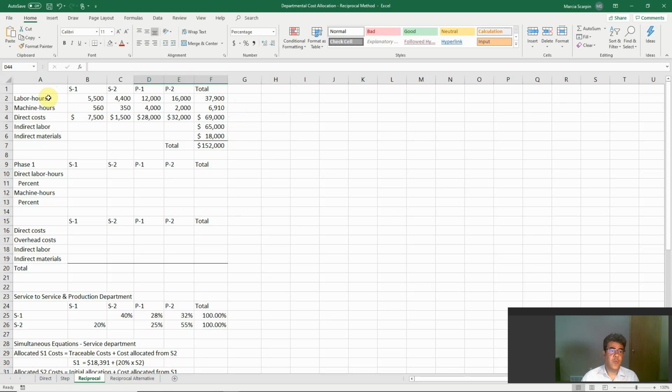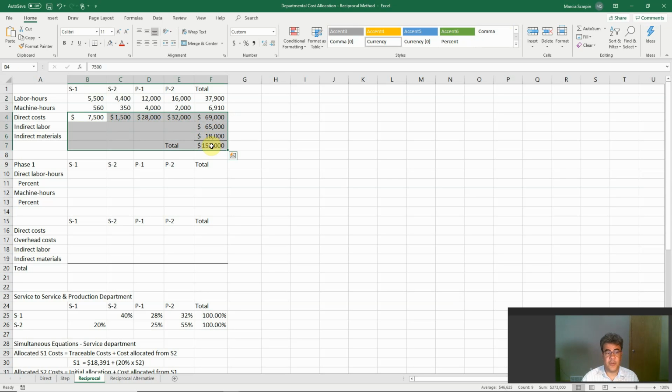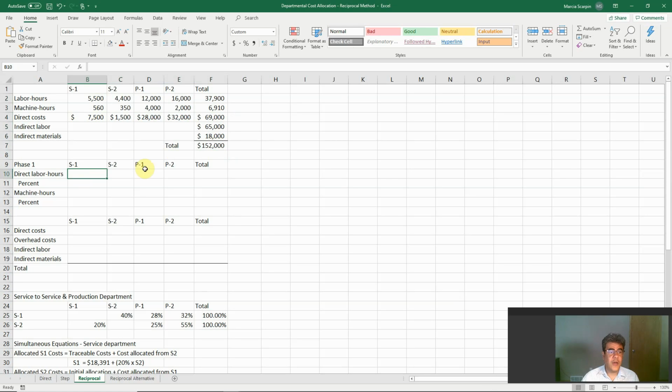So here we are. We have two cost drivers, labor hours and machine hours, because we have two overhead costs: indirect labor, where the cost driver will be labor hours, and indirect materials, where the cost driver will be machine hours. These are the number of hours given by the production departments. These are the costs given by the financial accounting department. And phase one, allocate these two costs to our departments, service and production.